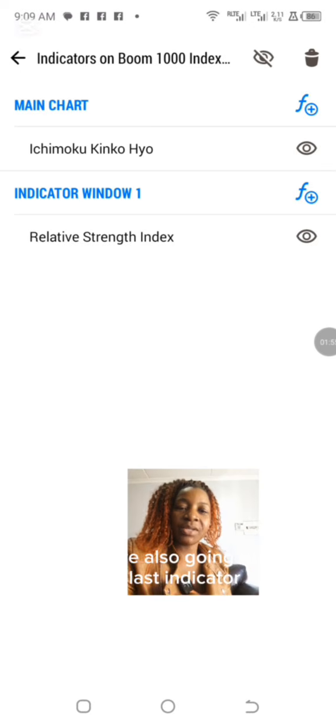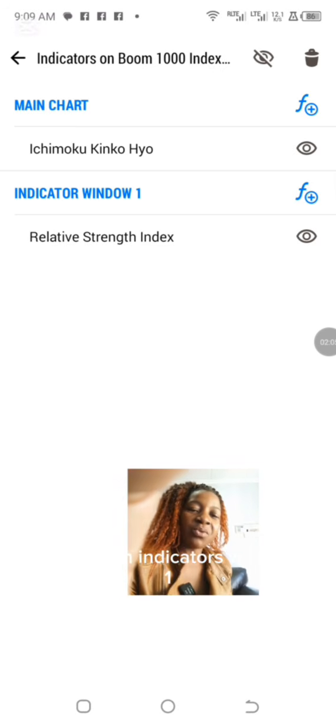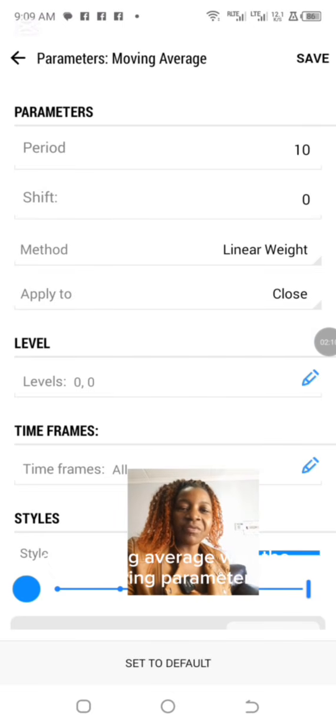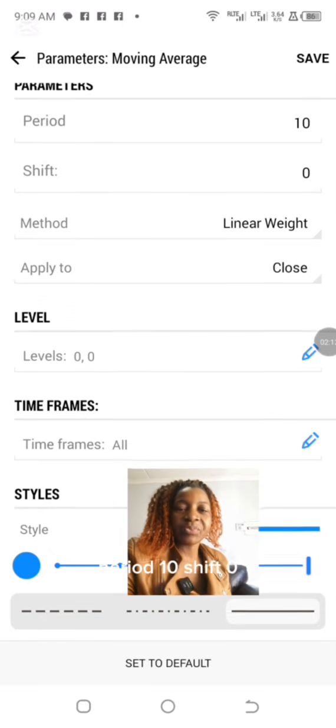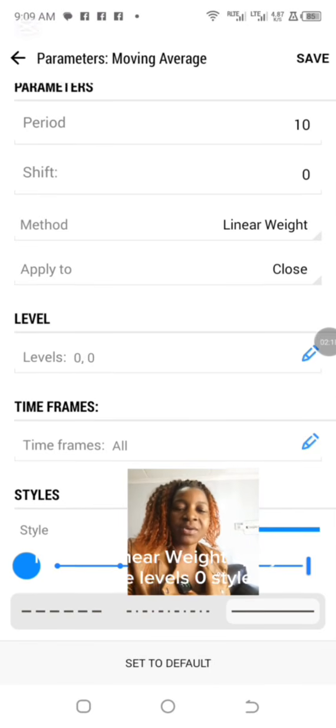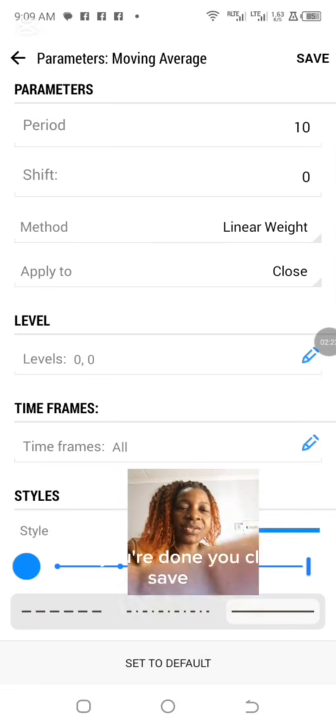Then we are also going to add the last indicator. Now we are going to add this on the indicators window 1. So we are going to click the F function on indicators window 1, and we are going to add the moving average. Our moving average with the following parameters: period 10, shift 0, method linear weighted, apply to close, levels 0, style, I choose blue, you can choose any color of your choice. When you are done, you click save.